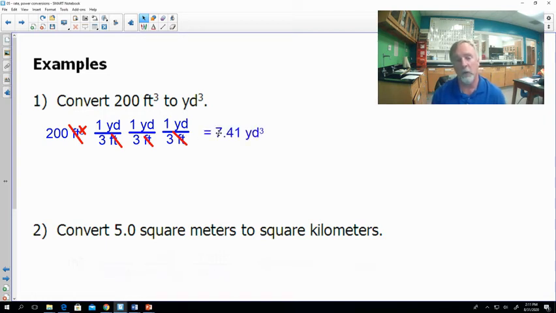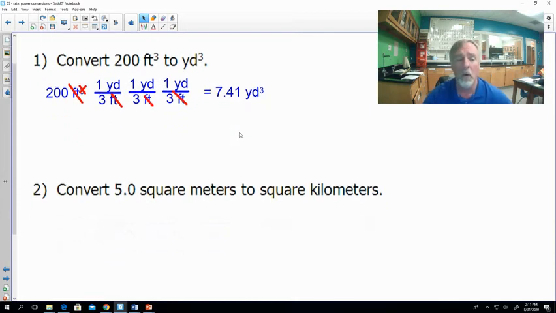Figure out what your numerators are, figure out what your denominators are, then do your division. Don't be sitting there going 200 divided by 3, divided by 3, divided by 3. You're going to make a mistake. It's too easy to make a mistake. Multiply all your numerators together, multiply all your denominators together, and do that division only at the end. All right? If you punch that into your calculator, you come up with 7.41 cubic yards.